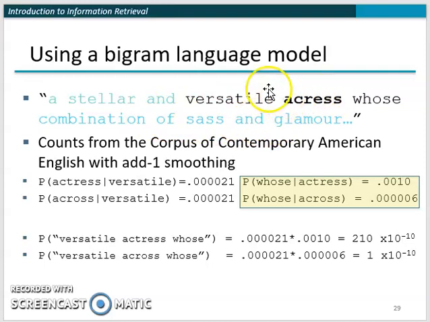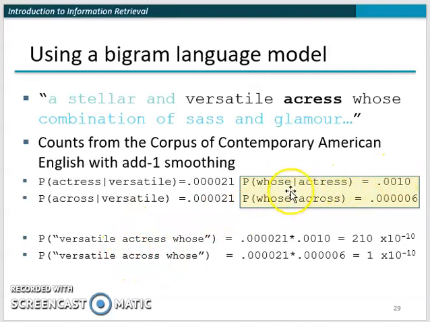So what can we do to deal with this now? We can use context. So instead of using a unigram language model, we can use a bigram language model. So this is the error word. There are two bigrams here. Let's say across is the candidate, the generated candidate. So we have a bigram across given versatile, and the second bigram would be whose given across. So we can use those two.